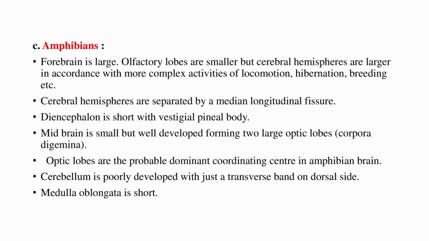Diencephalon is short with vestigial pineal body. Midbrain is small but well developed, forming two large optic lobes, corpora bigemina. Optic lobes are the probable dominant coordinating center in amphibian brain. Cerebellum is poorly developed with just a transverse band on dorsal side. Medulla oblongata is short.